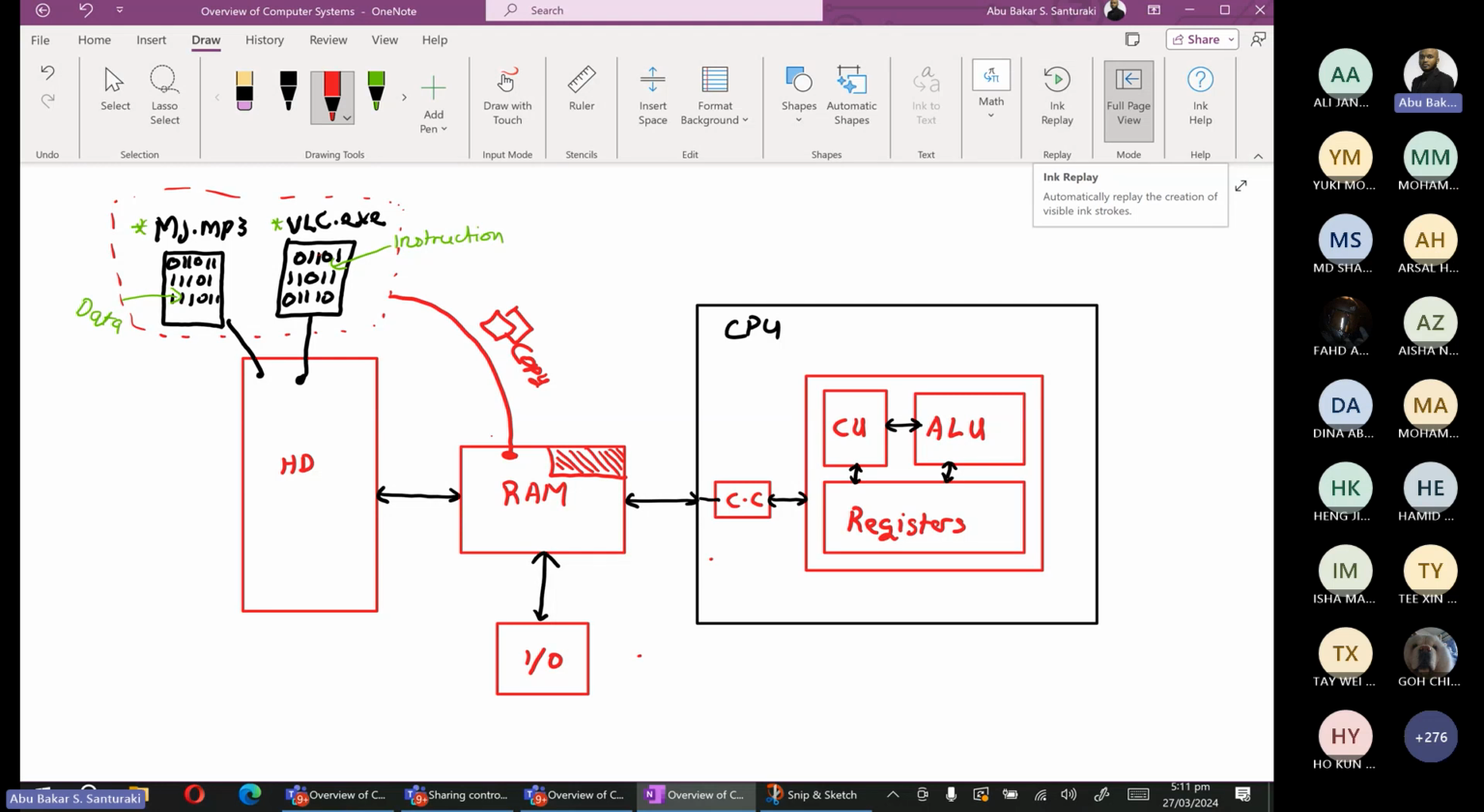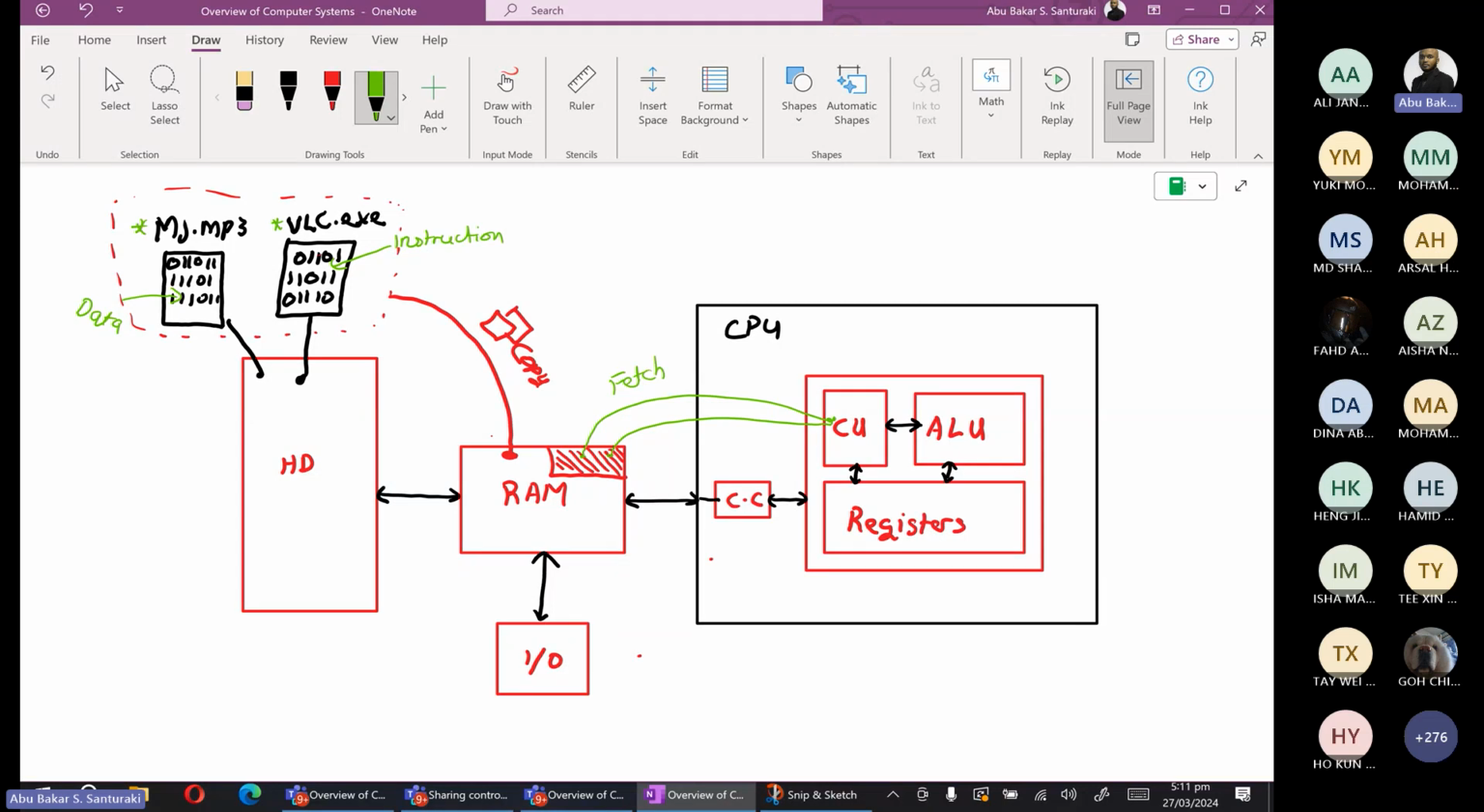So let's say we actually wanted to play music. What happens? Step 1, we make a copy onto RAM of the program. Step 2, the instructions from this program, both the data file and the program, will be fetched by the CU. The CU will issue an instruction to fetch.